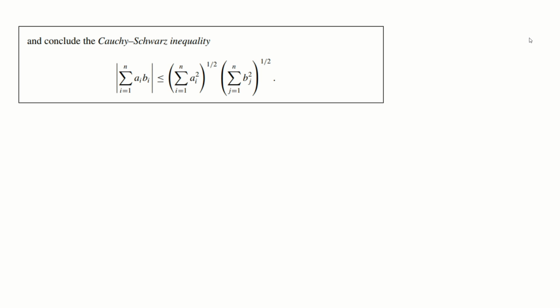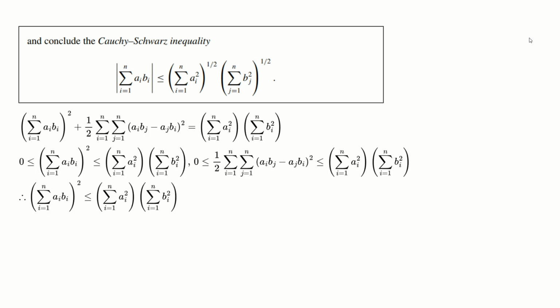For this part, it says conclude the Cauchy-Schwarz inequality based on the identity we just proved. So we just proved this, right? These are two positive numbers right here that equal this, as listed right here. And so these two numbers are between 0 and this maximum number, right? And so if we take this number out, this number has to be less than or equal to it. It cannot be greater.